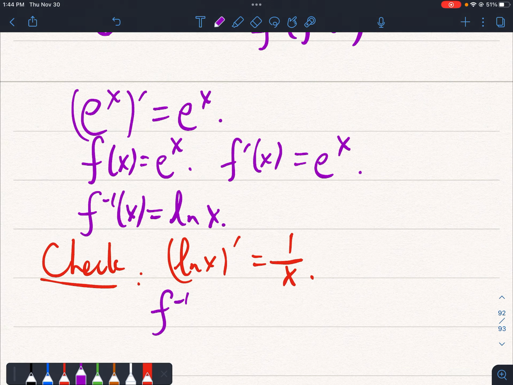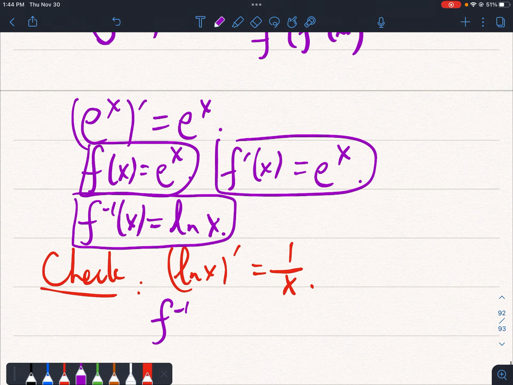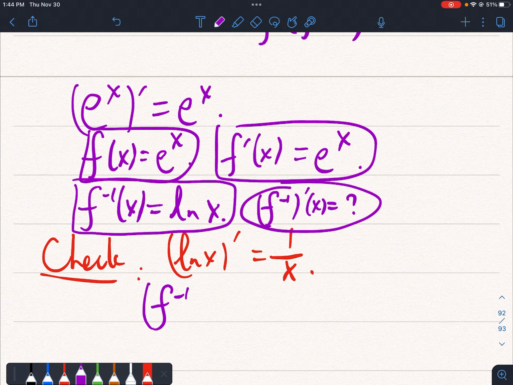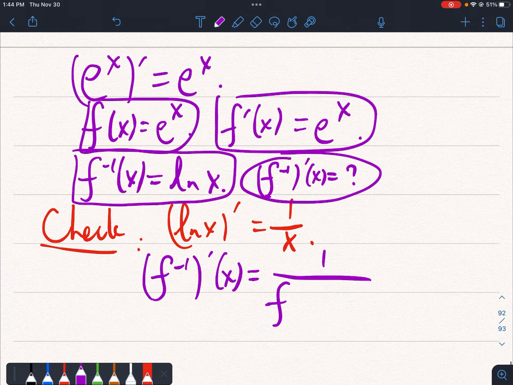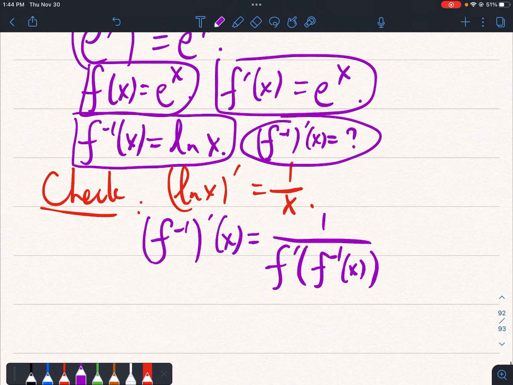It means that we're taking this ln of x as f inverse of x, right? Where f is the exponential function. We know what the exponential function is and its derivative, and then we know ln of x is its inverse, which means we can use the rule to calculate the derivative of its inverse, which is f inverse prime of x, right? So then we can find this value. So by this rule, this will be equal to 1 over f prime of f inverse of x, right?